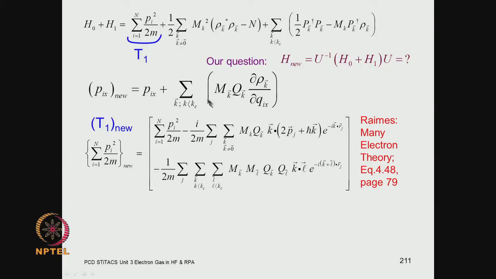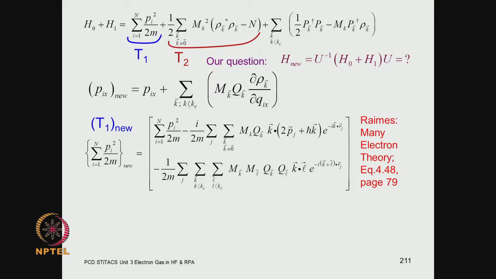Now, this is already a large number of terms, and it takes a little while to do this. So, I have not spelled out all the results, but if you just put in the right hand side of this relation and carry out the transformation of the term T1, this is what you will get. Some of the intermediate steps are given on page 79 of the book by Ramesh, so you can catch up with that if necessary. Okay?